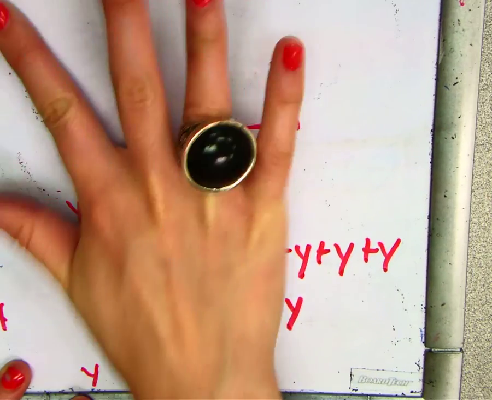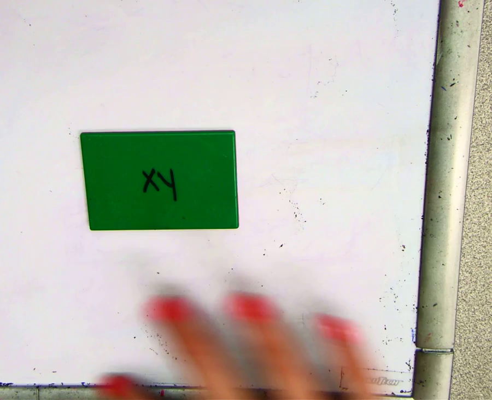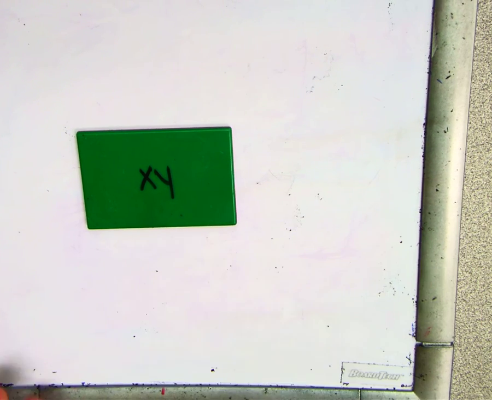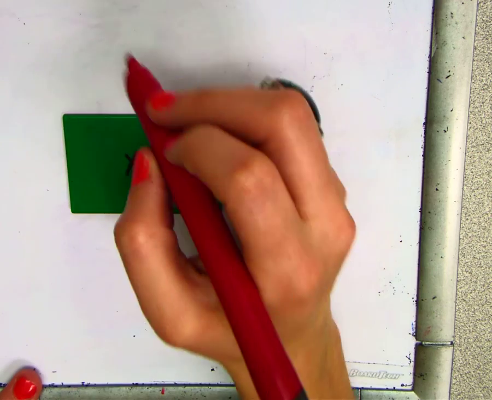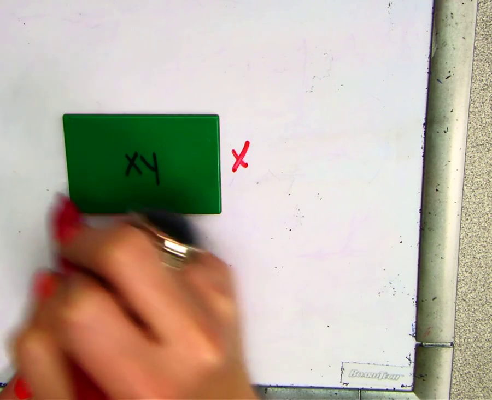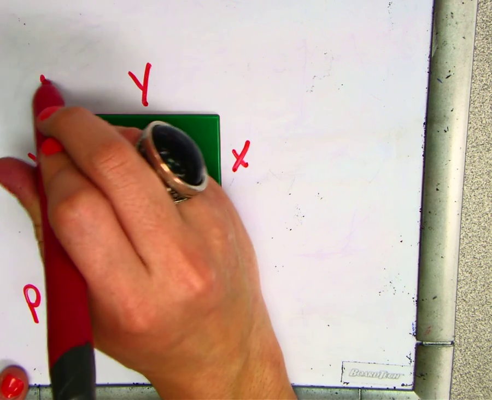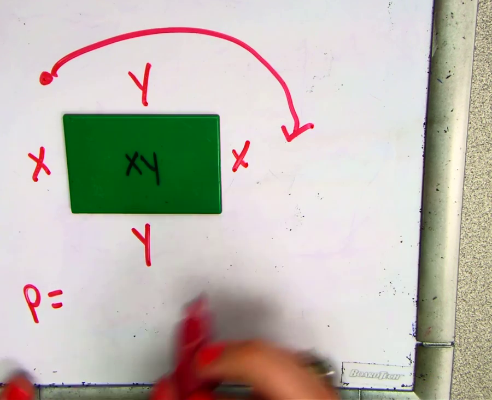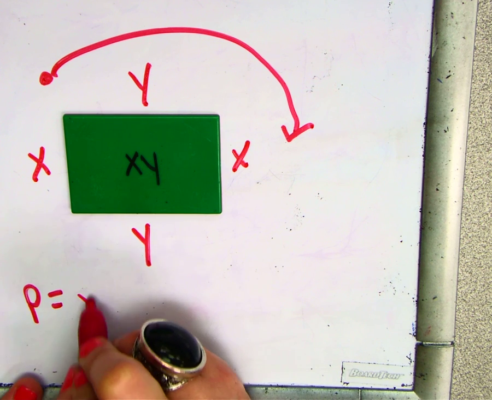Okay, and we have one more shape to go. So the perimeter of this shape, again, is all of the sides added up. That's what perimeter is. Make sure you know the difference between perimeter and area.